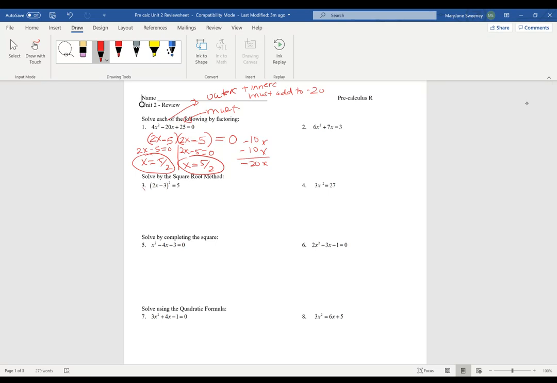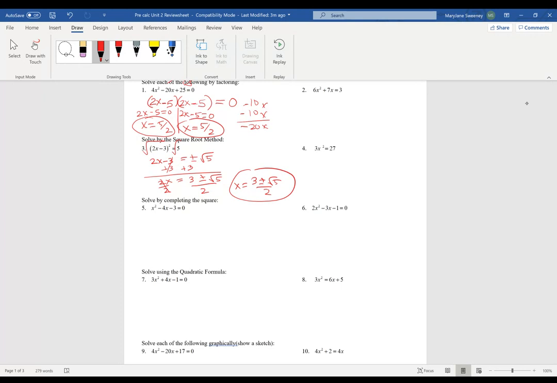Next one, square root method. That's where we square root. Square rooting it undoes the square, so we get 2x minus 3. Remember, when you square root in an equation, you need plus or minus. So you need plus or minus radical 5, then add the 3. Standard form, the 3 goes in front, so 3 plus or minus radical 5. Divide by 2. X is 3 plus or minus radical 5 over 2.